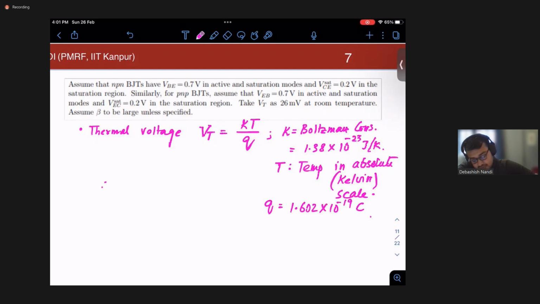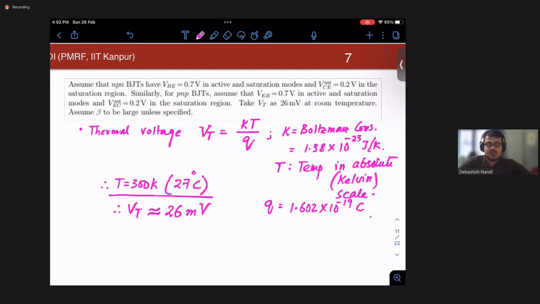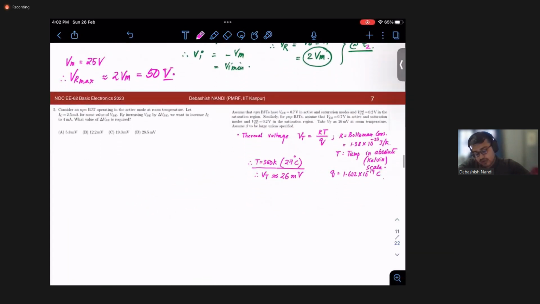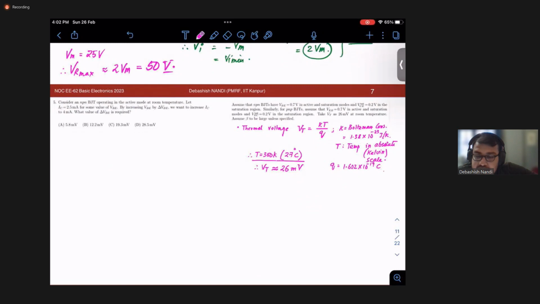Okay. And if you find out for T equal to 300 K, which is 27 degrees Celsius, which is considered to be room temperature, then your VT turns out to be 26 millivolt. Not exactly, it is 25.9 more precisely. We'll take it as 26 millivolt. Okay. So the first question is a BJT operating in the active mode. First let me tell you what the modes are.